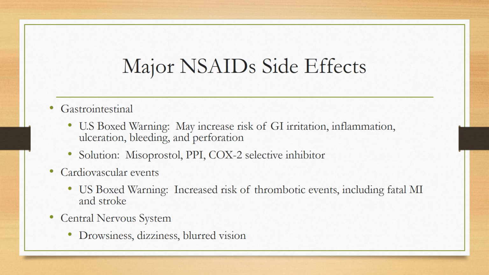Cardiovascular events, so this is what we're talking about: increased risk of thrombotic events, including fatal MI and stroke, and this is especially seen with the COX-2 selective inhibitors. There is some data out there to show that the risk is lowest with naproxen or Aleve. And then we have our central nervous system effects, so drowsiness, dizziness, blurred vision. You can also see some hypertension, some edema with these drugs simply because of how they work.